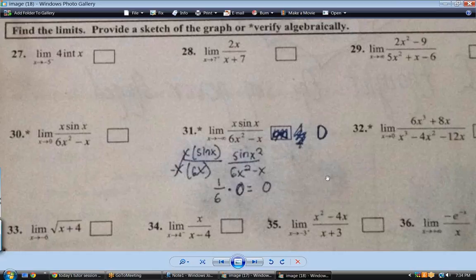Another way to do 31 is to factor an x out from the bottom, and then cancel it with the x on the top, so you end up with sine x over 6x minus 1, and then it's real easy to see that the bottom blows up.